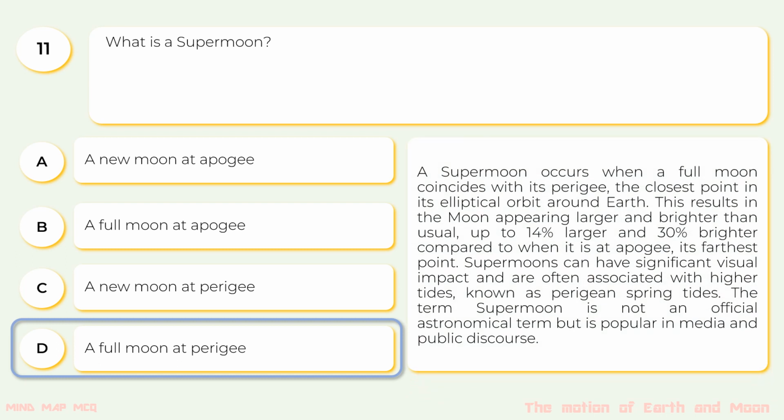A supermoon occurs when a full moon coincides with its perigee, the closest point in its elliptical orbit around Earth. This results in the moon appearing larger and brighter than usual, up to 14% larger and 30% brighter compared to when it is at apogee, its farthest point. Supermoons can have significant visual impacts and are often associated with higher tides known as perigean spring tides. The term supermoon is not an official astronomical term but is popular in media and public discourse.